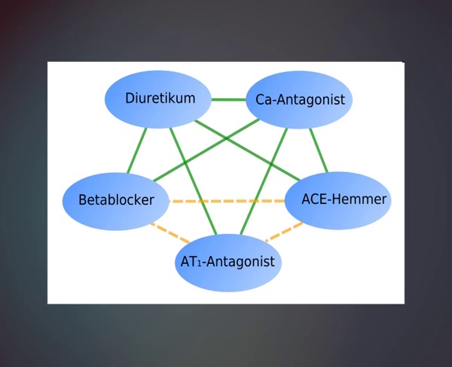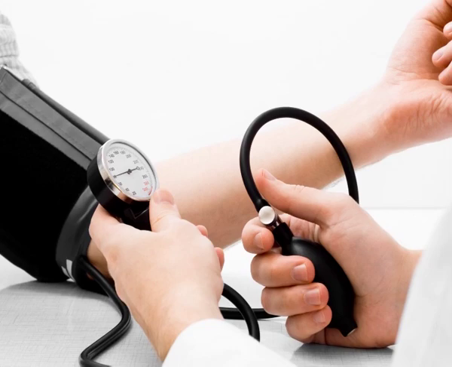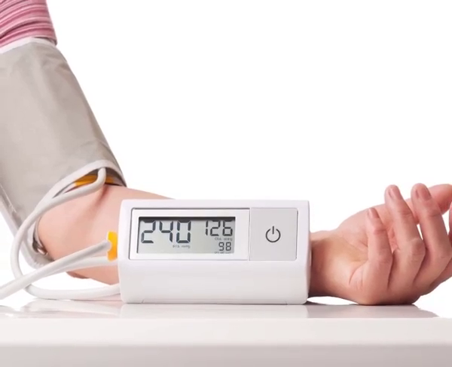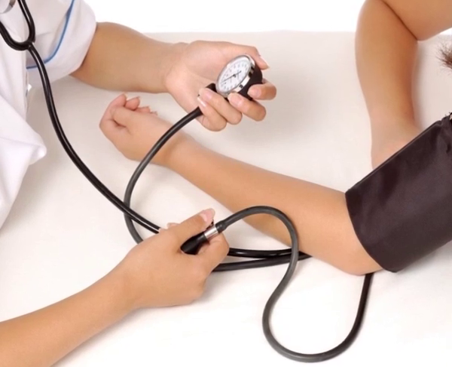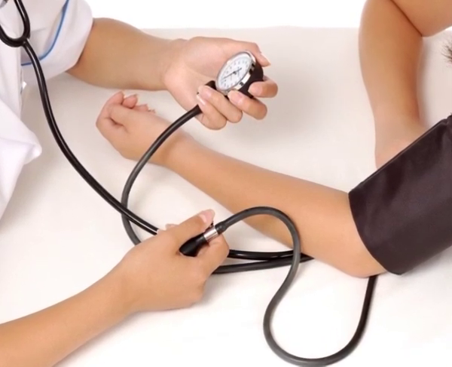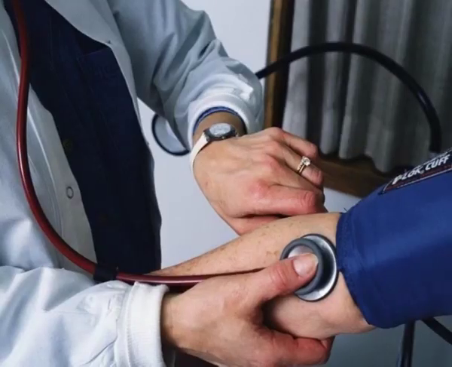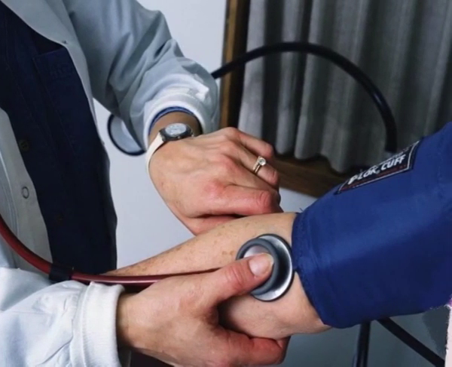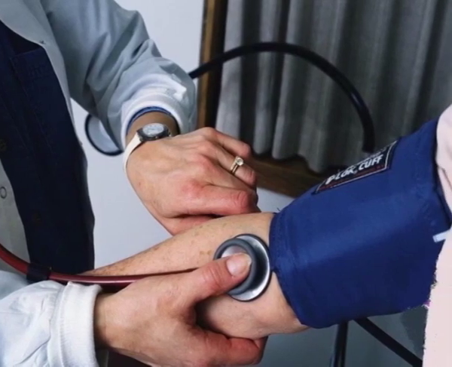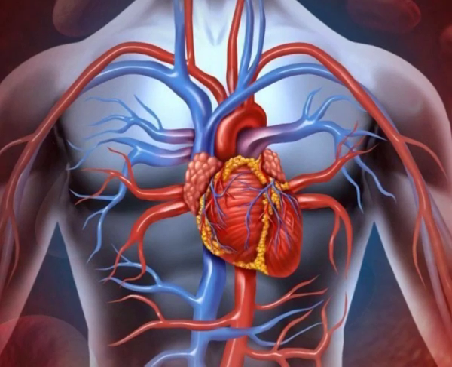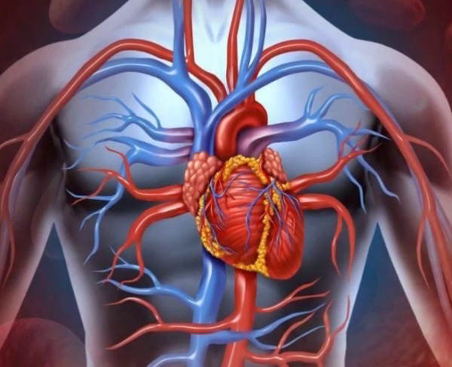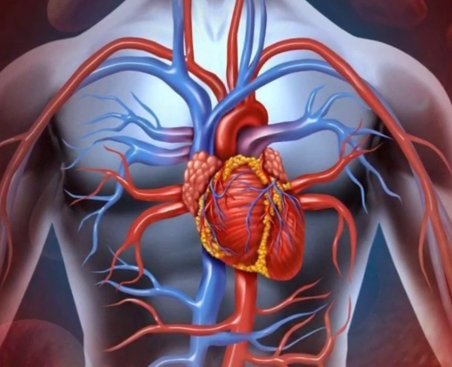An agent that reduces or controls high blood pressure. Hypertension or high blood pressure is the name of the pathological condition in which blood pressure is persistently elevated. Blood pressure is a measurement of the pressure of the blood against the blood vessel walls. Persistent high blood pressure puts undue stress on the heart, blood vessels, and other organs.